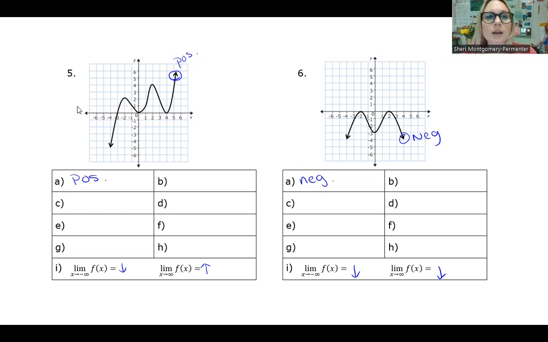So for this one, my arrows are pointing opposite directions. So is it even or odd? Odd. So one way you can remember it: odd, opposite. For this one, my arrows are pointing in the same direction. Is it even or odd? Even.